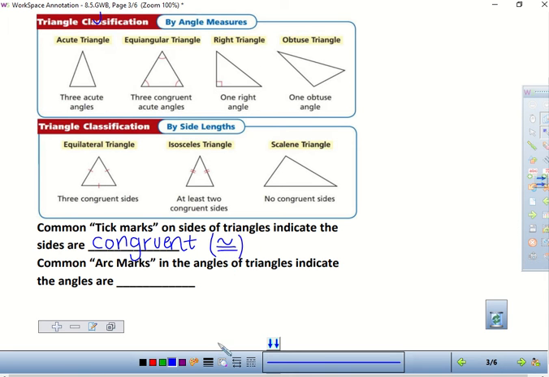Congruent. Okay, that's the symbol for it. And common arc marks of angles indicate the angles are congruent. So these help us identify congruency. And congruent sides and angles have equal measures. Okay? Is everybody good with that so far? Okay.